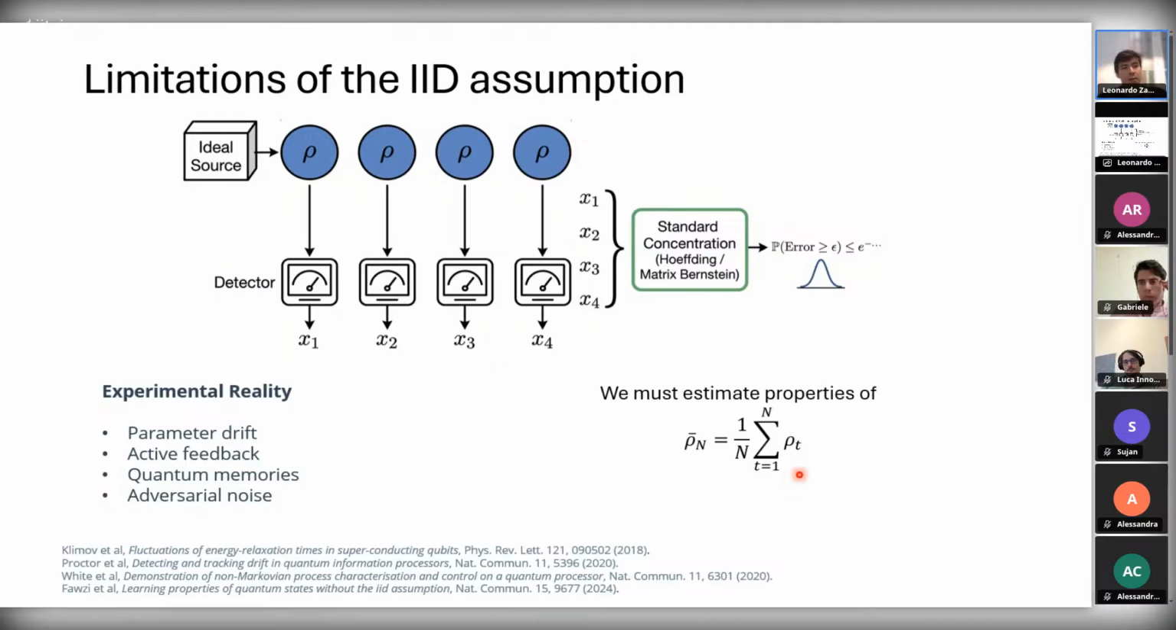The problem here is that once we drop this IID assumption to target this average, the standard concentration inequalities that we use to prove things break down, because these outcomes are no longer independent, right? So we have to adapt the math to tackle this problem, the non-IID problem.